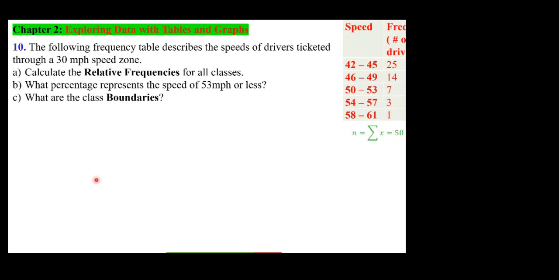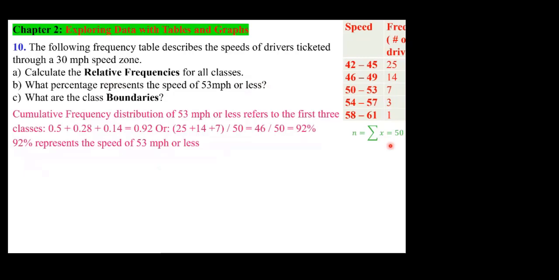So what percentage represents the speed of 53 miles per hour or less? Let's take a look at number 53. Here's number 53. So what is that? 7, 14, 25. Add them up. And because we want the percentage, we divide by 50 and change it to a percentage. So we add them up and divide, and there you have it.